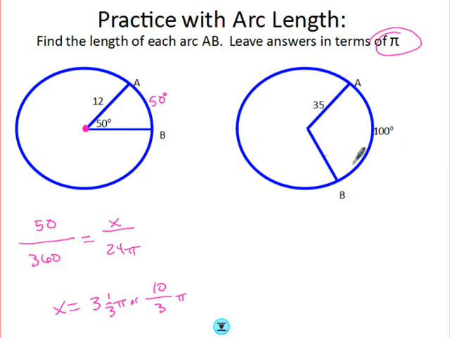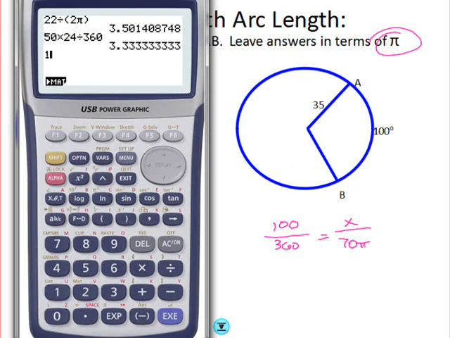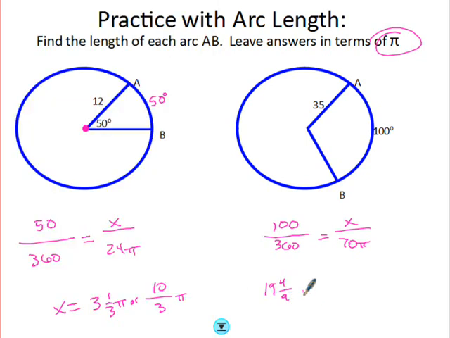Part over the whole equals part over the whole. 100 over 360 equals x, that's what we don't know, over the whole circumference, which is 70 pi. Okay? Again, 100 times 70 divided by 360, and I can do it all in one line like that. 19.4, and if we change that, it's 175 ninths, or if I want to make it, look at all these fancy things you can do when you know how to use your calculator, 19 4/9 pi equals x. Okay?